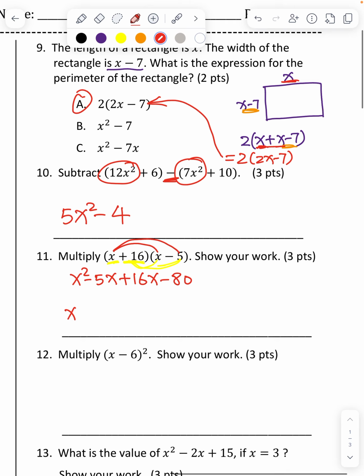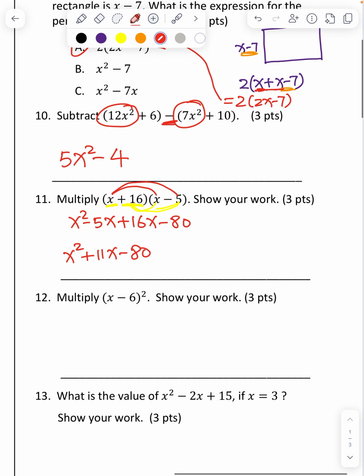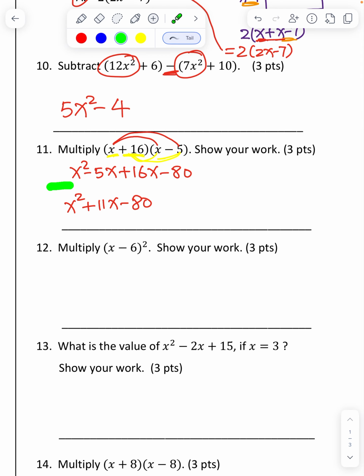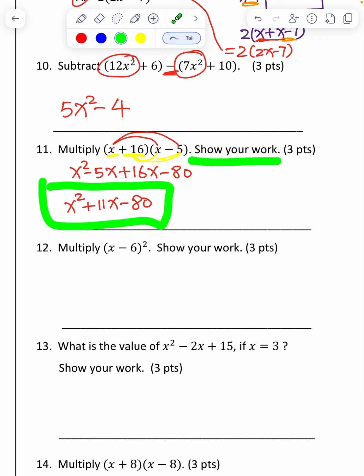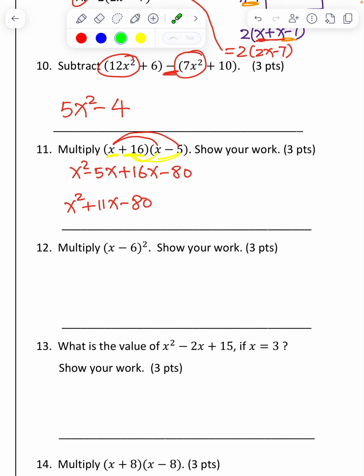So the first term, copy, and then plus 11x and minus 80. So we're done. The final answer is this. But you need to show your work, which is this step, right? Let me make this a little thinner.